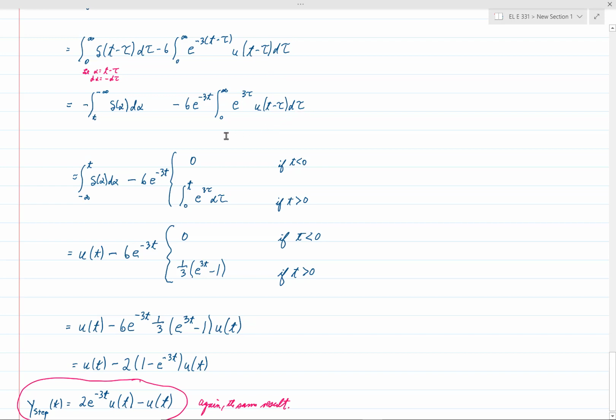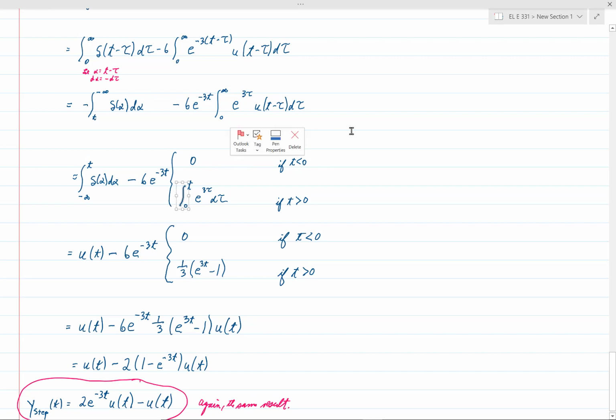Okay, and we're making progress. We're slowly but surely getting there. As we go to the next line, we're going to take this negative sign to flip the limits on the integral. So instead of negative the integral from t to negative infinity, it becomes positive the integral from negative infinity to t, and then we bring down the rest, delta of alpha d alpha. Now we bring down the minus 6e to the minus 3t, and then we're going to replace this integral by this bracketed expression so that we make sure to do everything correctly.